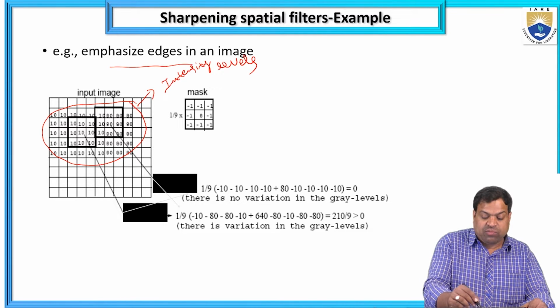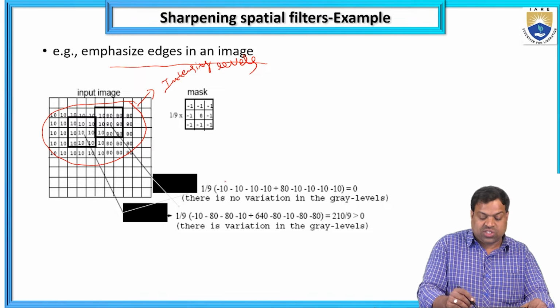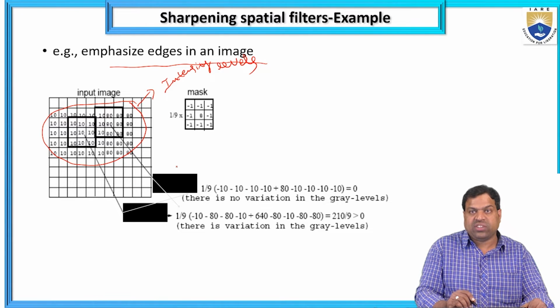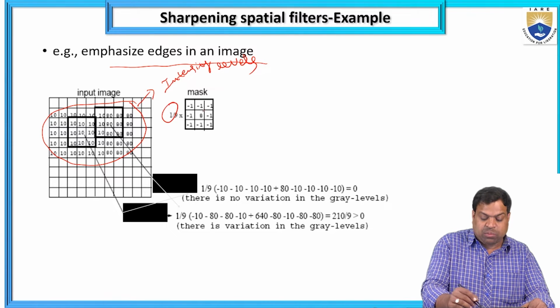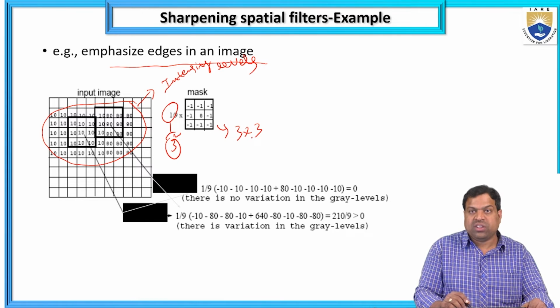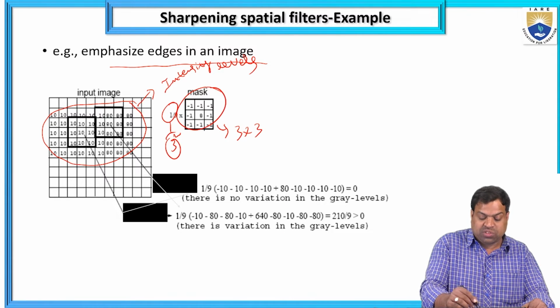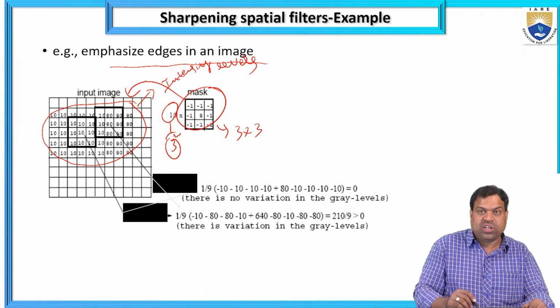So we are emphasizing the edges of the image. For the input, I'm taking one example of intensity levels. 1 by 9 means 1 by 3 squared, so it is a 3 by 3 matrix. I'm applying this 3 by 3 mask to the input image.